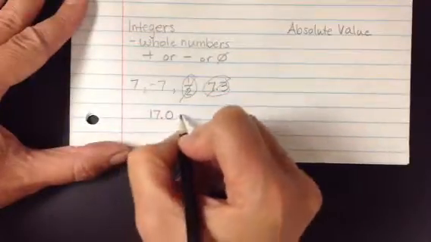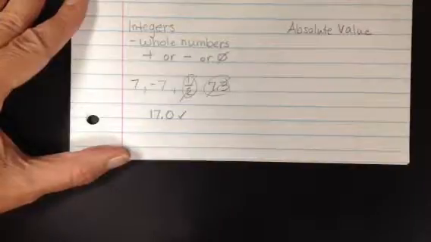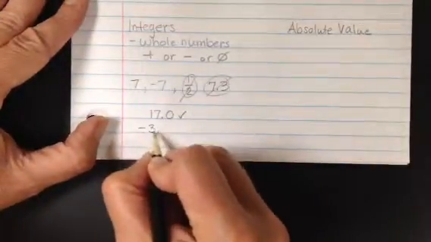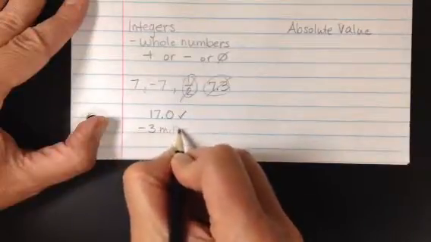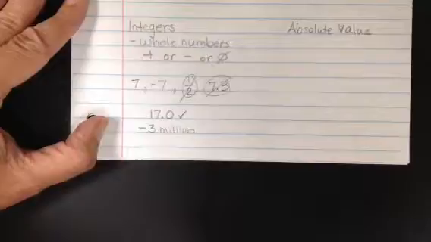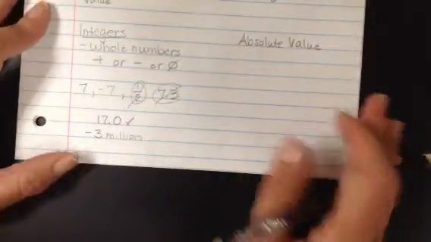Now, 17.0 is an integer because it has no value in the decimal part. That's just a whole number. Negative 3 million in words would be an integer. It has no fraction or decimal part that has a value. Now, that's integers.